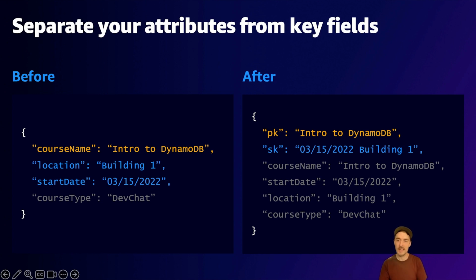Just call it PK and SK, and store those values separate from the attributes itself, especially if those attributes are included in the actual key itself. So what we did is we added PK and SK here, and we put course name into the PK. Notice course name is still here. And then we take location and start date, and we put those into the SK. We just concatenated them. So PK is a direct duplication of course name, and SK is just a duplication of start date and location.